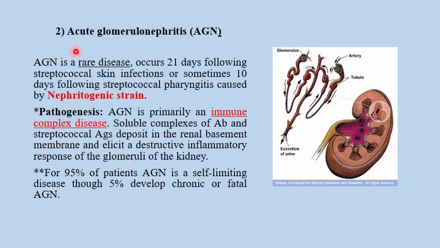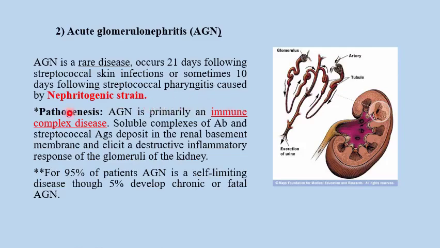The second kind of complication is acute glomerulonephritis. Acute glomerulonephritis is a rare disease, يعني قليل الحدوث. It occurs 21 days following streptococcal skin infections. يبقى ده mainly بيبقى بعد أكتر after skin infection. Sometimes after 10 days following streptococcal pharyngitis. بس mainly دايما نحط في دماغنا إن هو after skin infections.